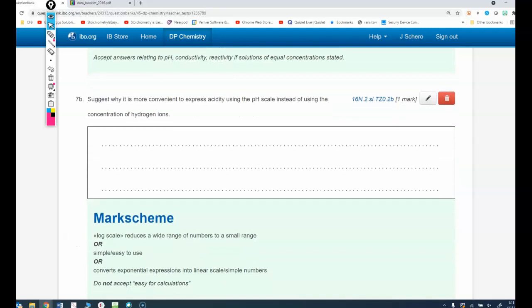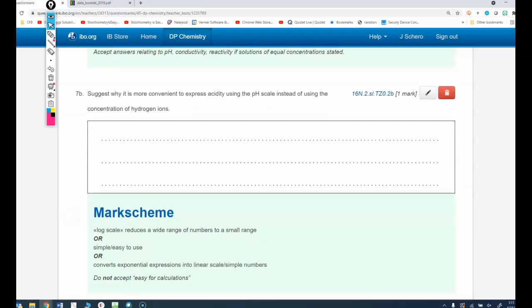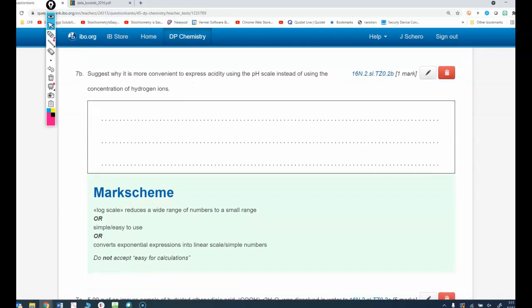Then number 7b: suggest why it is more convenient to express acidity using the pH scale instead of using the concentration of hydrogen ions. Hopefully, you recognize that it's a simpler, easier way to do it. Concentrations result in too wide a range of numbers, and so pH converts the exponential expression to more of a linear scale. So one of those is a better choice there.